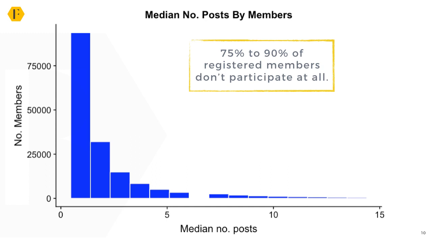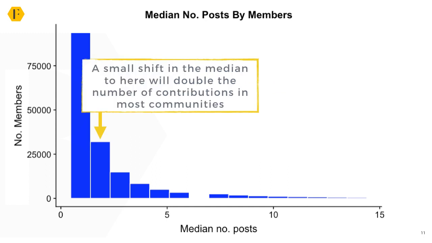It could be some people use single sign-on, and some communities count all the customer base. There's a variety of reasons. But I think what's very clear here is that if we can shift these numbers just a tiny bit, a really small shift here will double the number of contributions in most communities.